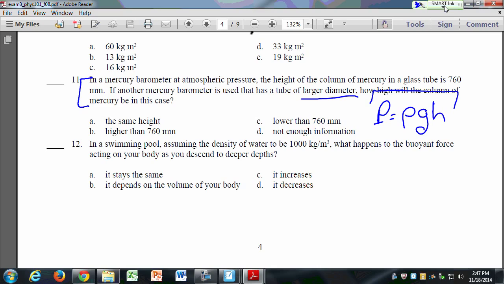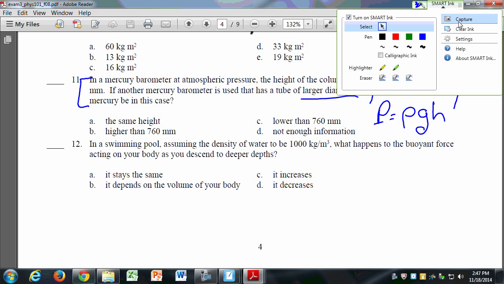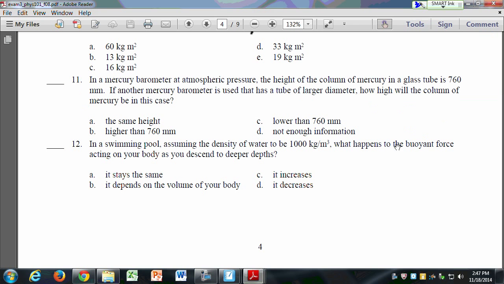Right. I'm thinking like, say you had like this high, small one. No, it doesn't do that because it's pressure, which is force over area, and so the area cancels out basically. And so if you make the tube bigger, it still stays the same height.